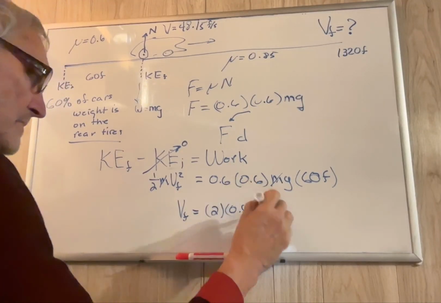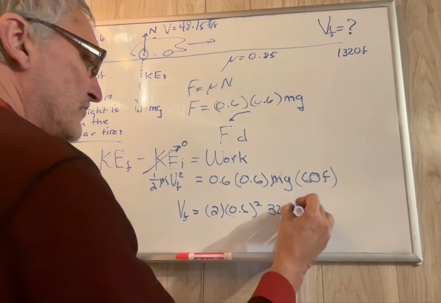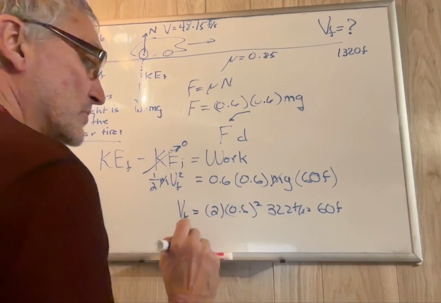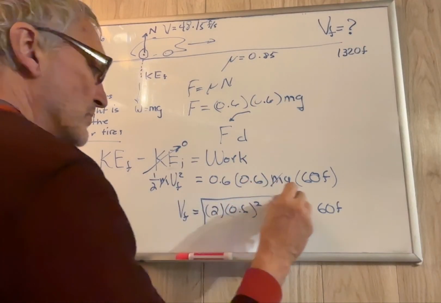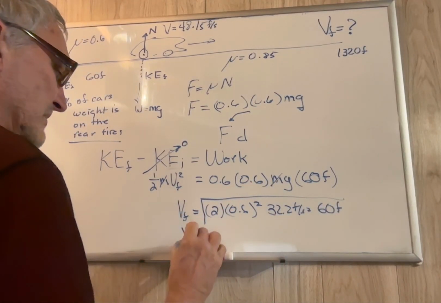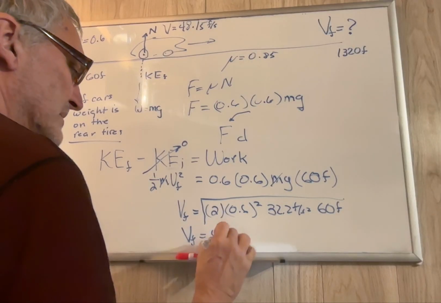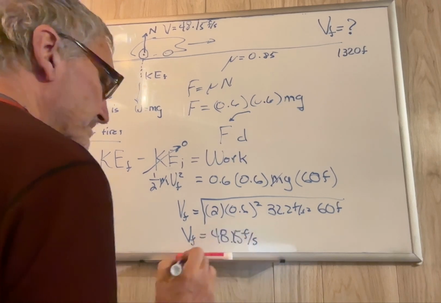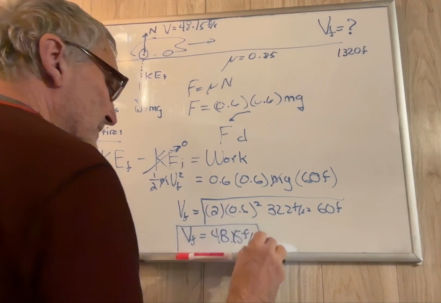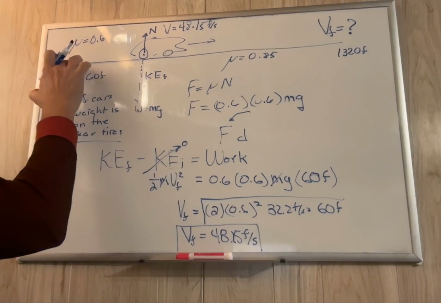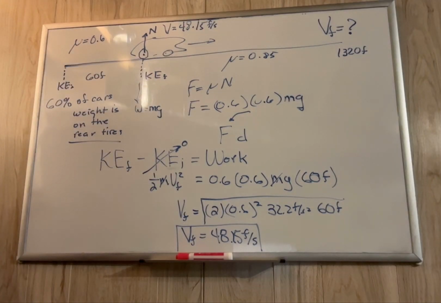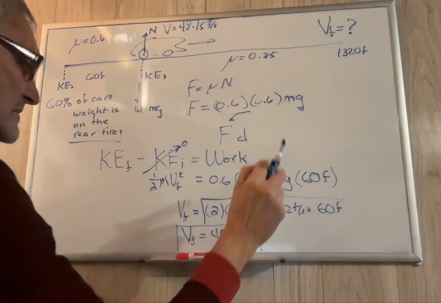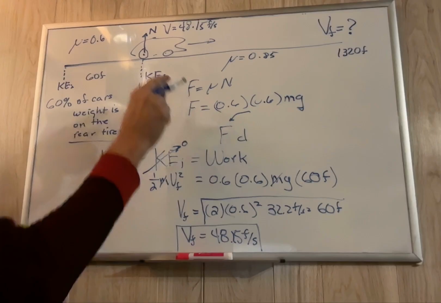squared times 32.2 feet per second squared times 60 feet, which is going to make that feet squared per second squared, and then we're going to take the square root of this whole thing, and I came up with velocity final is equal to 48.1515 feet per second. So we know now that this is the velocity that the car reaches after it's spinning its tires for 60 feet at this particular friction, at this particular force, at this particular distance. This is going to be the velocity of the car at this point right here.